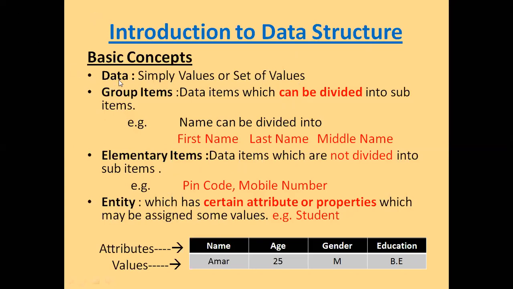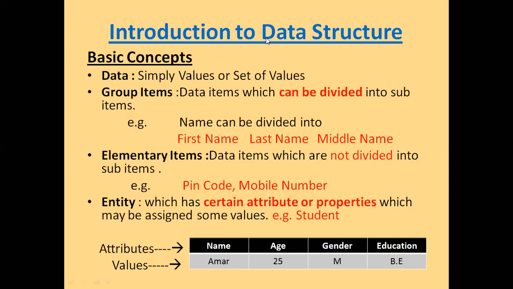So first definition related to data structure is data. What is data? Data is basically set of values or simply values. Means whatever the things, for example, students data. So number of students in your class is basically the data of your class. So this is example of data. What is data? Basically set of values.